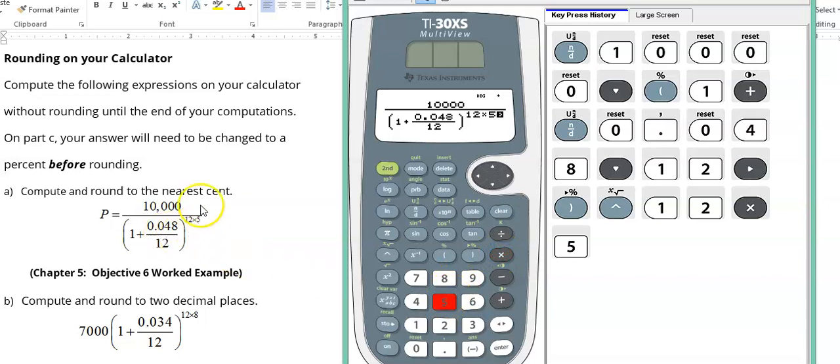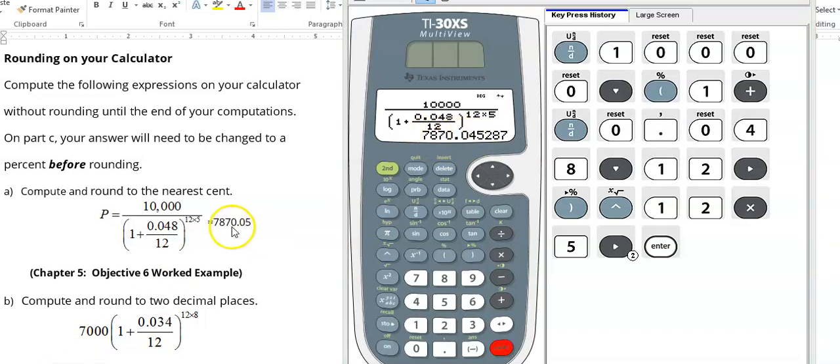Now check to make sure the expression matches up. I'm going to move to the right and out of the fraction. I like to do that to check to make sure it's correct. And now I hit enter. Notice to two decimal places, we have a 4 in the hundredths place, but the digit to the right is a 5. So I'm going to round up to 7870.05. So I've updated our result right here.